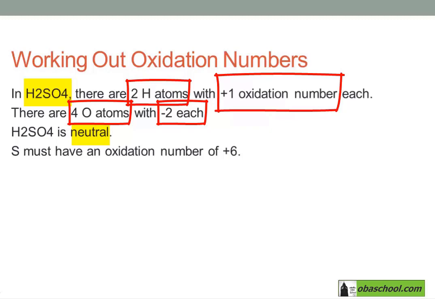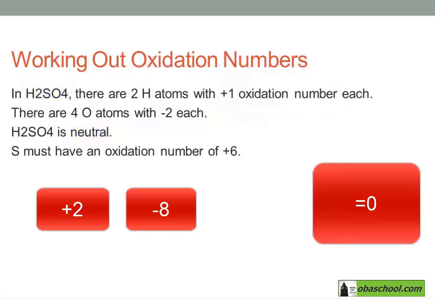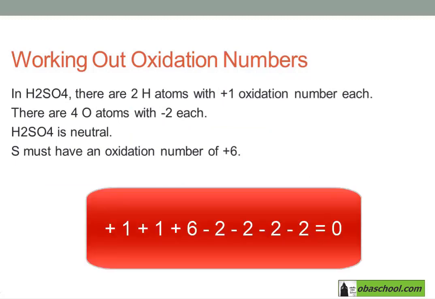Now we start with our calculations. We have 2 hydrogen atoms, that's +2, +1 for each. We have 4 oxygen atoms, that's -8, because -2 for each. And we know that the total has to be 0, so S must have an oxidation number of +6. And this is the more detailed calculation.